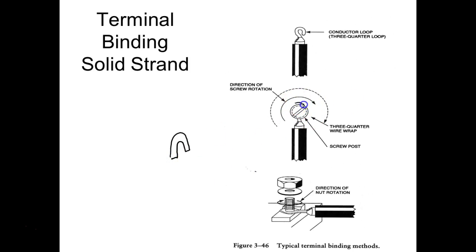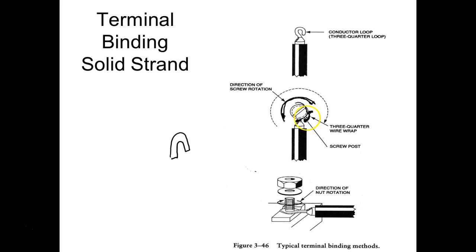And what you want to do is you never want this to overlap, of course. You want it to go at least 180 degrees. When you hook it, you want to hook it in the direction that you're going to tighten it. Because what you don't want to happen is, when you tighten your screw, if it goes in this direction, it has a tendency to make the wire come out from under the screw. So at least 180 degrees, less than 360, so you cannot overlap these things. So it's going to be within here.